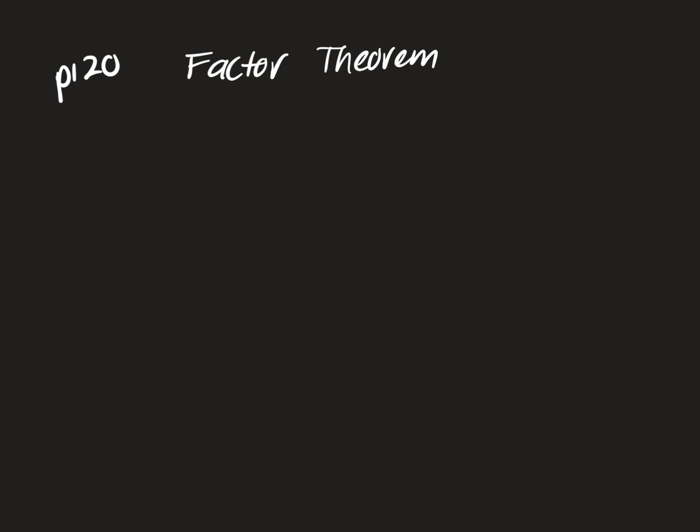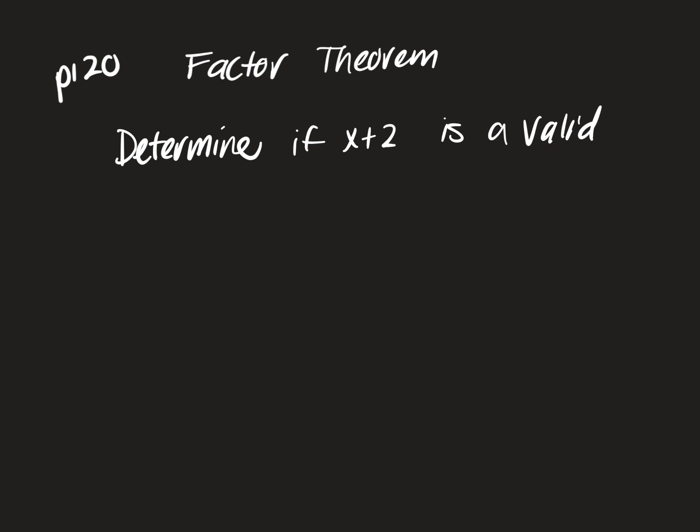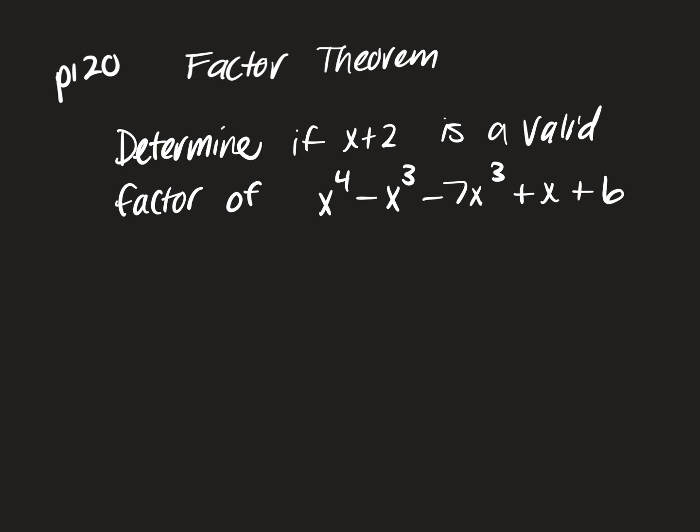So if you look at the example at the bottom of page 120, it says determine whether x plus 2 is a valid factor of the polynomial. So I'll write that up here. This is just the example in your book, I'm just copying it on the screen. So it's asking if x plus 2 is a factor, right?